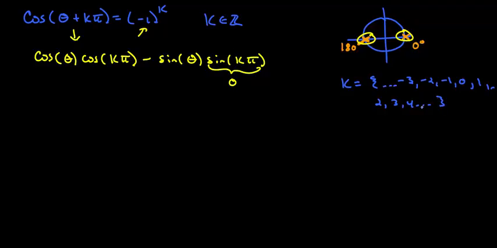So if you plug in any one of these values for k, you're going to end up at either this spot or this spot. So you've got to end up at one of those two. So the height value, which is what sine measures, has to be 0. Which means that sine of theta times 0, that guy is 0. So we're subtracting 0. Now what about this guy?